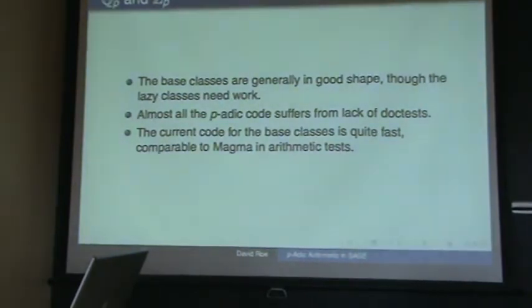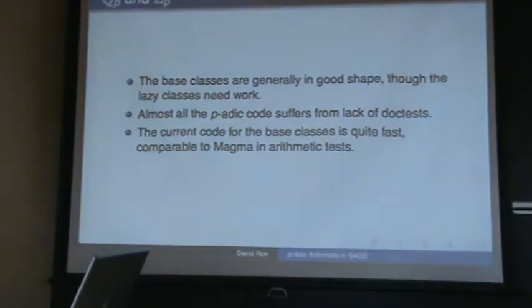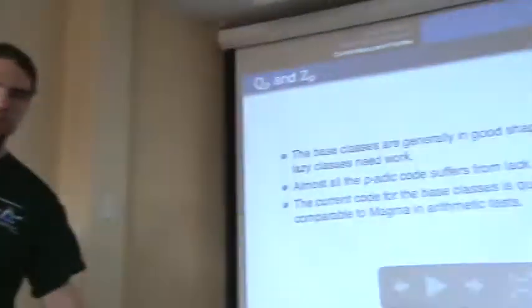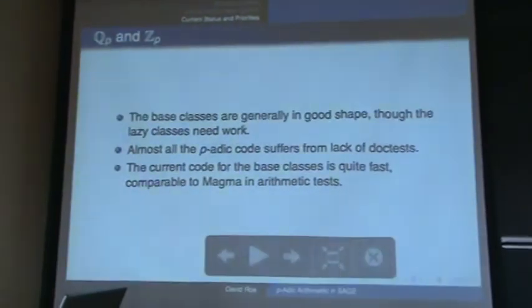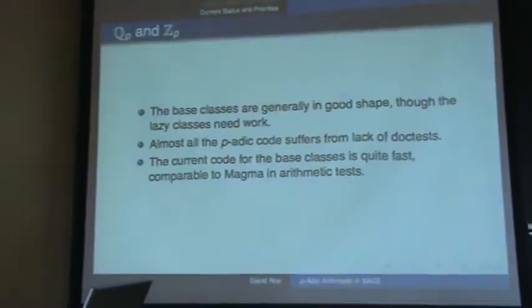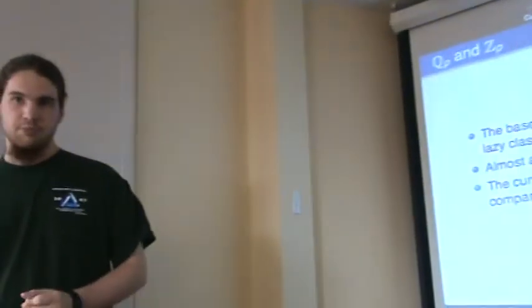Then there's a lazy class, which you can do computations with and get a result, and later decide you want more precision than that result, and just ask it for more precision, and it automatically goes back and determines what it needs to know in order to get more precision out. The code for that needs work, needs doctests, and it probably has bugs. So there's now an option, sage -coverage. You give it a .py file as input, and it gives you back a score about how many doctests there are. Your code fails miserably.